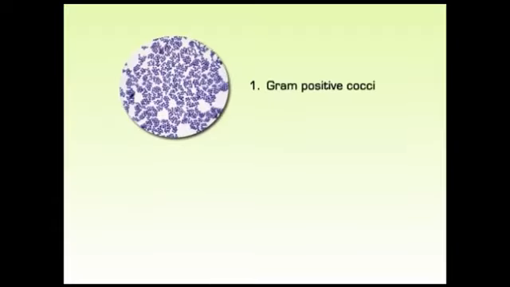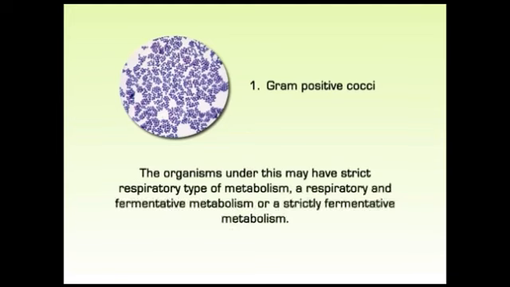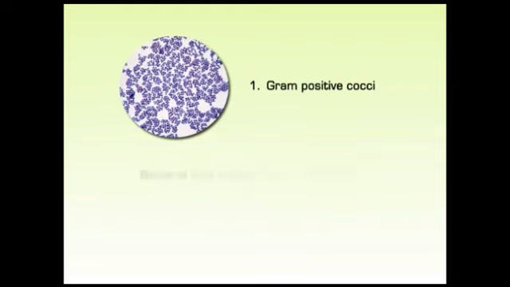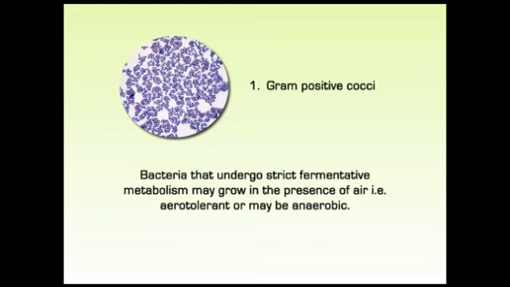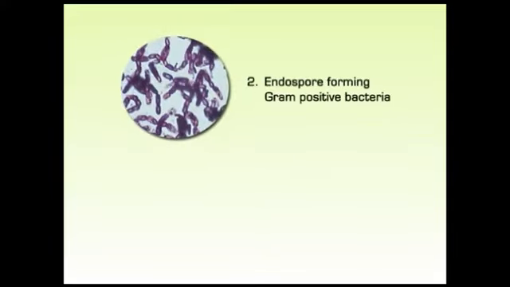The gram-positive bacteria included in Bergey's Manual Volume 2 include, the first one, gram-positive cocci. The organisms under this may have a strictly respiratory metabolism, a respiratory and a fermentative metabolism, or a strictly fermentative metabolism. Bacteria that undergo strictly fermentative metabolism may grow in the presence of air, that is, aerotolerant, or may be anaerobic. The second one is endospore-forming gram-positive bacteria.